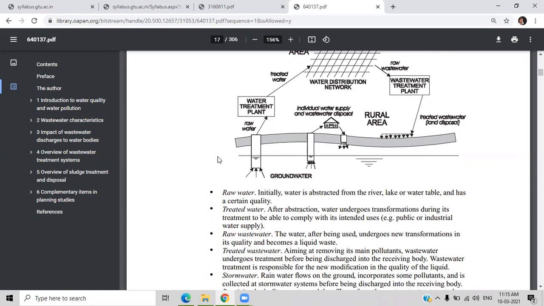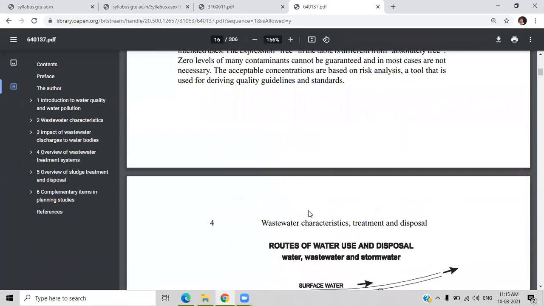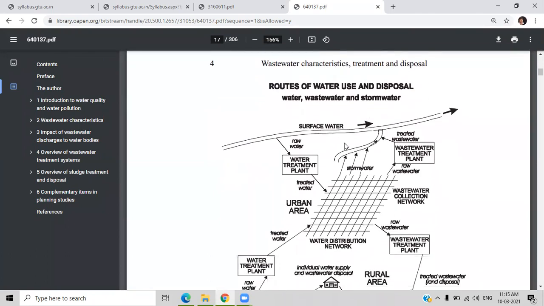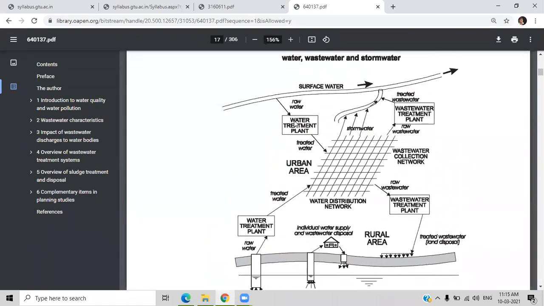Okay, so now in the previous video, we stopped at the routes of the water uses and the disposal. This figure shows the different water routes, how the water is collected, how it is transferred or migrated from one location to another, and, at the end, the disposal point of view.